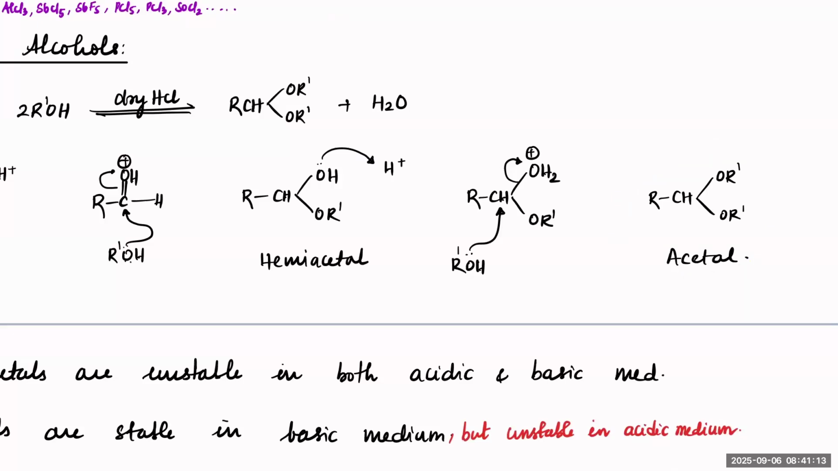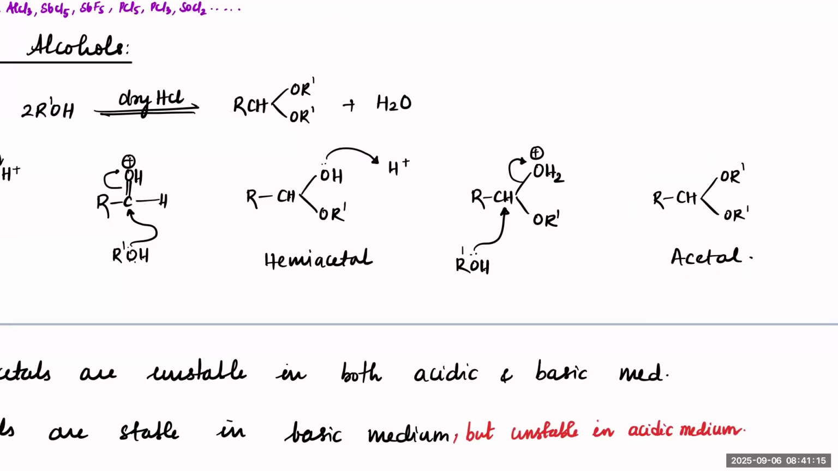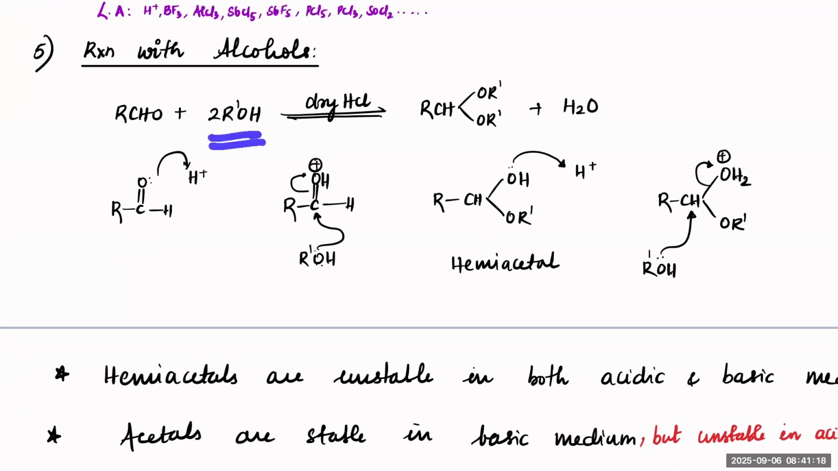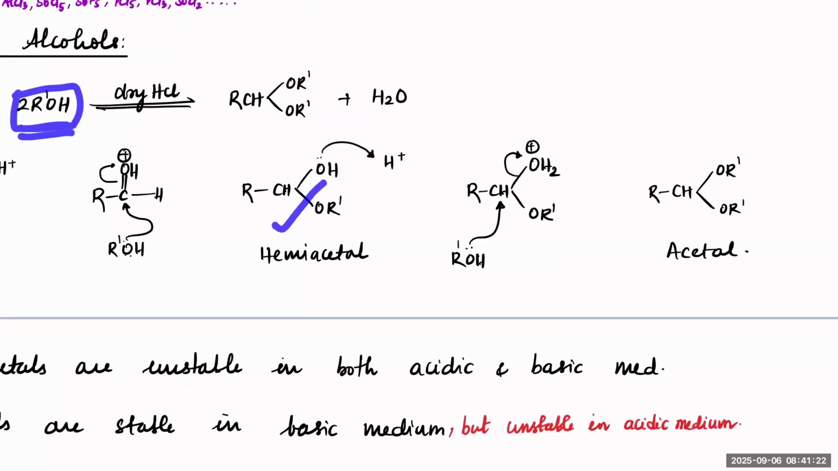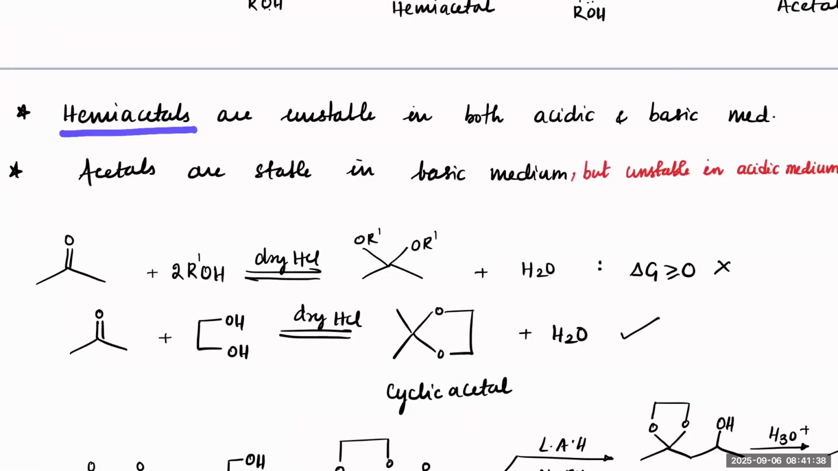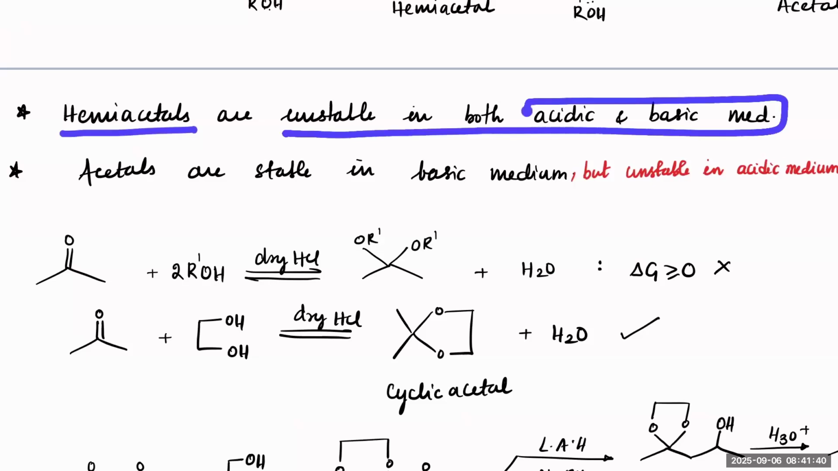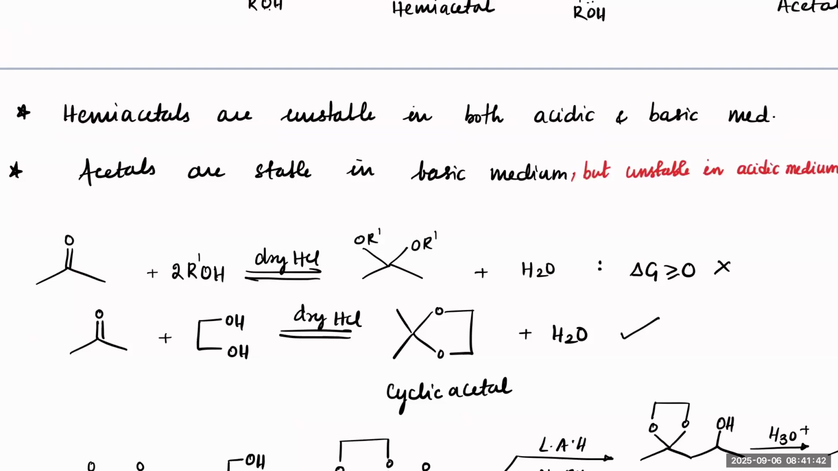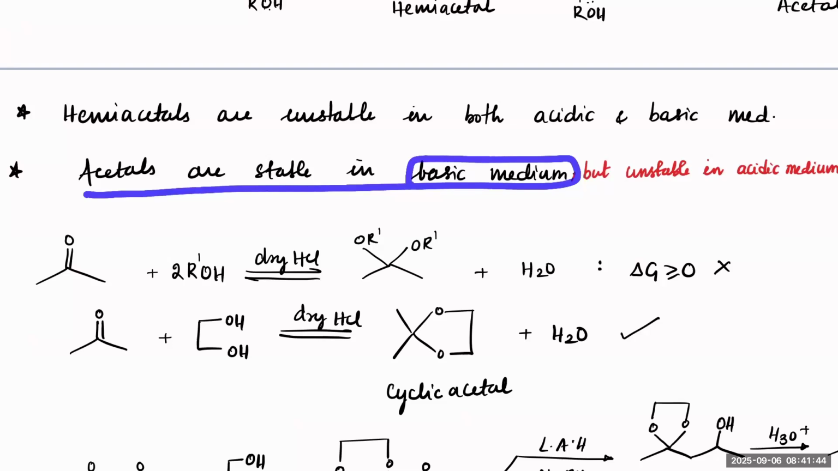So if you take 1 mole of alcohol, you will get a hemiacetal. If I take 2 moles of alcohol, I will get an acetal. Both acetals and hemiacetals are unstable in acidic medium. They'll immediately react with acids and come back to aldehydes. So you can see hemiacetals are generally unstable in both acidic and basic medium, but acetals are at least stable in basic medium, though unstable in acidic medium.